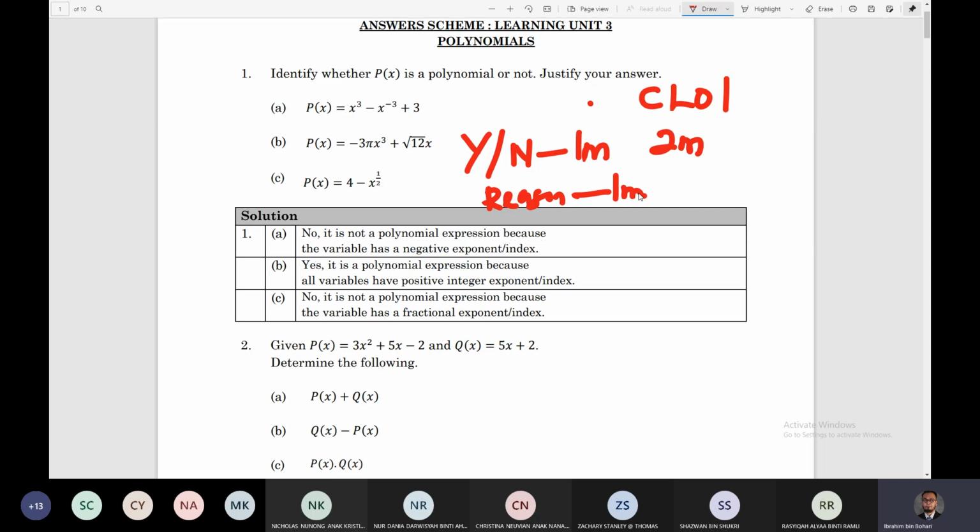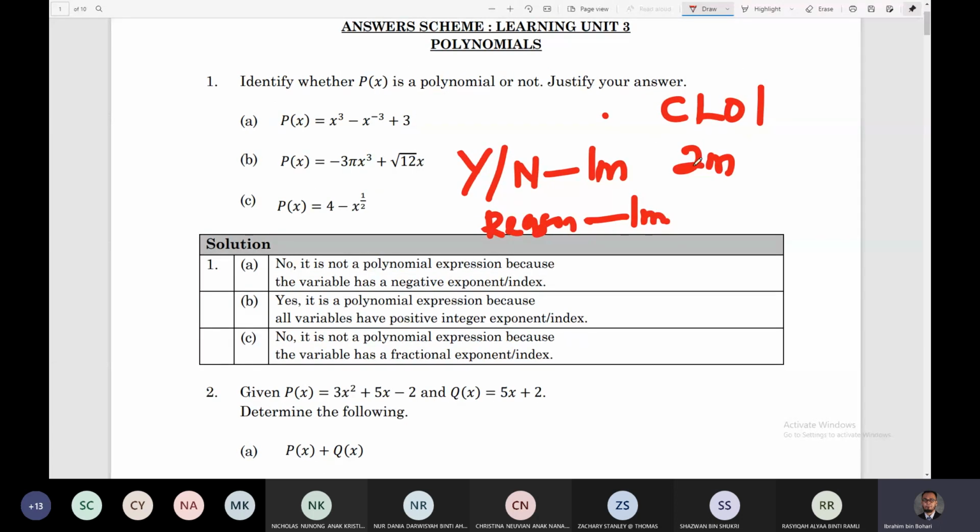Soalan macam ini paling besar pun markah dia 2 ke 3 sahaja. Ya. Markah yang besar tu lebih kepada calculation, macam soalan long division, partial fraction tadi. Dia lebih kat situ. Ya. Okay, check answer. Question 1. Yang mudah ni saya bagi jawapan sahaja.